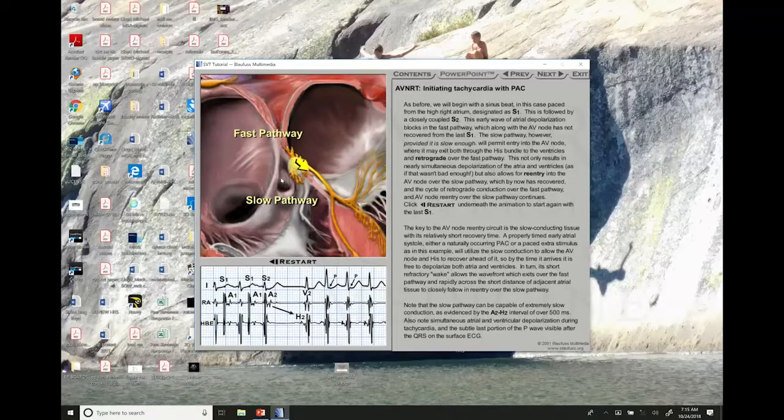And so what we do for the majority of SVT ablations is stick our ablation catheter up here and burn that slow. We used to burn the fast, but the AV block incidence is too high.